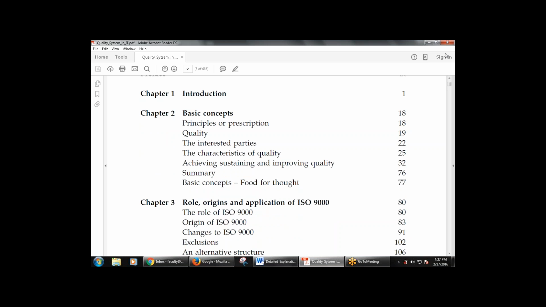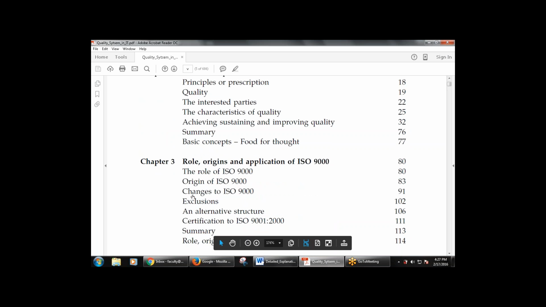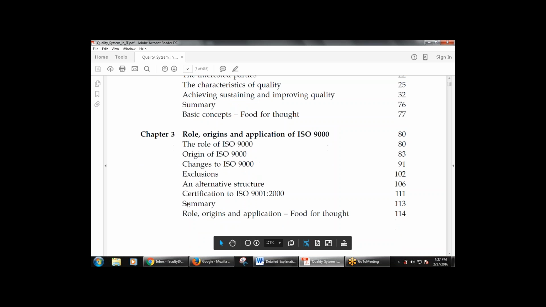We have discussed some parts of ISO in yesterday's class and in Monday's class. So what is ISO and how ISO is maintained here. That is the role, applications and origin of ISO 9000. ISO is the International Organization for Standardization. Then there is the exclusion, and an alternative structure. Then certification to ISO 9001:2000.